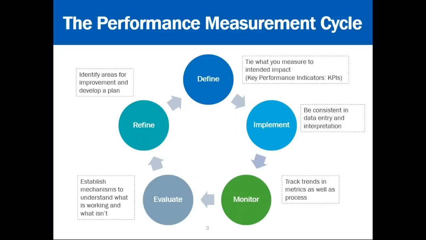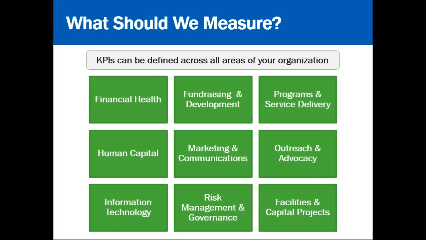In terms of what we should measure, we believe that there are many areas of an organization that can be the basis for determining your KPIs. And which ones you choose are based on your priorities. A dashboard can cover anything from financial health to the development strategy to the program area. You can see all the way through with human capital and talent development, all the way through facilities. So this is not to say that every organization should have KPIs in all of the 9 functional areas that we have here. It's to say that the priorities could actually be in one of these 9 areas, and it's up to you and your team in that definition phase to determine what is important at the organizational level.